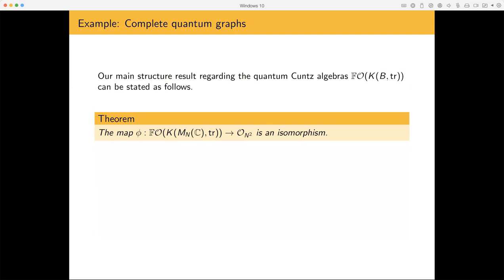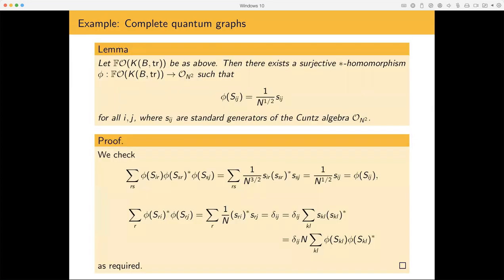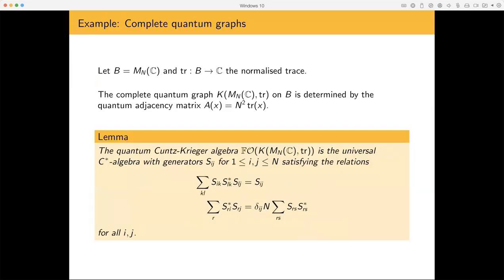So the key thing is that the way this proof works uses ideas, as I said, from unitary error bases and monoidal equivalences. So some ideas which are not really part of the problem here. And what comes out of this is that we get this isomorphism. So in a sense, this algebra here is a complicated way of writing the Cuntz algebra O_{N^2}.